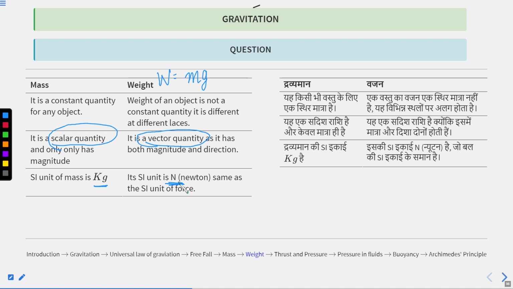Newton. These are the 5 differences between mass and weight, and this is a commonly asked question in ninth class: write the 5 differences between mass and weight. So this is a very important question. I hope this question is clear to all of you.